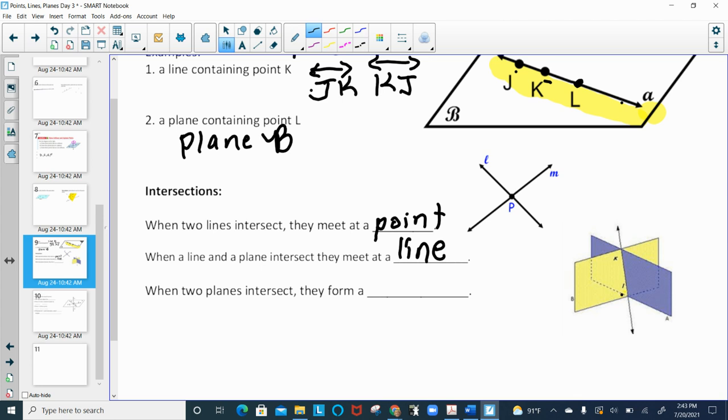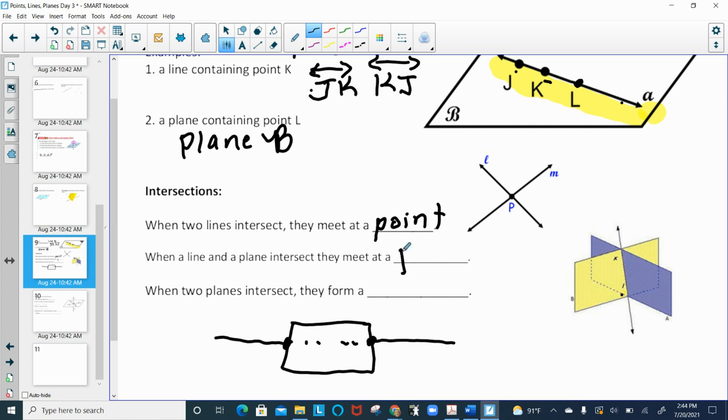Or they could meet, but generally they meet at a point. Let me fix this. Generally they meet at a point. What's happening here is kind of confusing because we have a line cutting through the yellow plane and the purple plane. So typically what happens if you have one plane and you have a line cutting through it, it's going to intersect at a point or points.